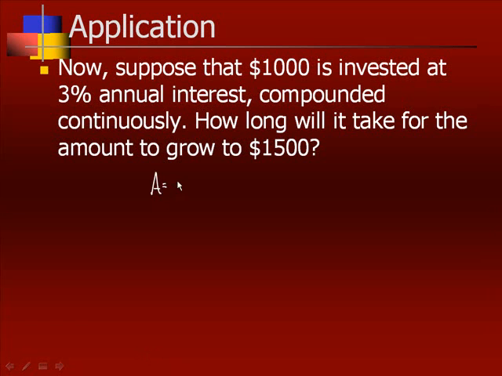Well, if we go back and say A equals Pe to the rt, let's plug in what we know. We want our amount to be $1,500. We know our original principal was $1,000. We know our rate is 0.03, but we're looking for t. So to solve this one with the pencil and paper method, we're going to divide both sides by 1,000 because we want to get t by itself. So that would be 1.5 equals e to the 0.03 times t.